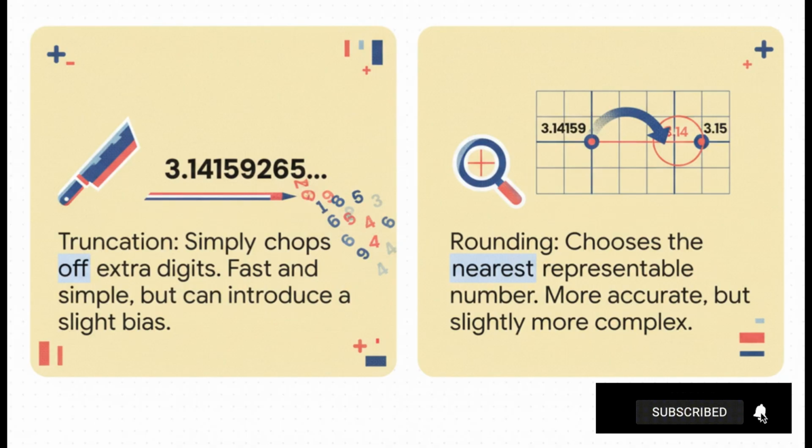Truncation is the brutal approach. It literally just chops off the extra digits it doesn't have room for. Rounding is a little bit smarter. It looks for the closest value it can store. But either way, you're introducing a tiny, tiny error into your perfectly designed system.